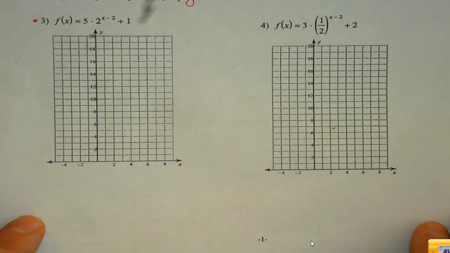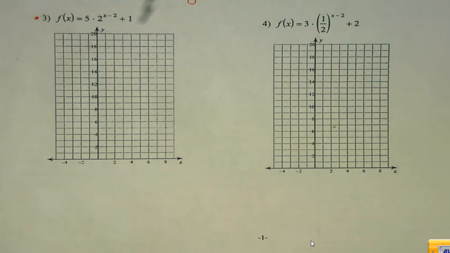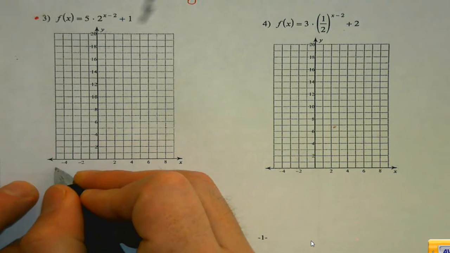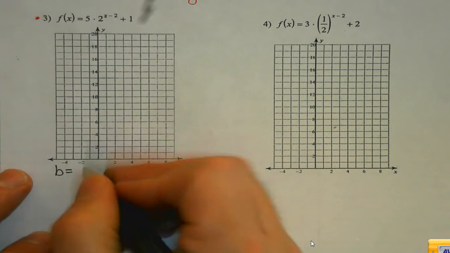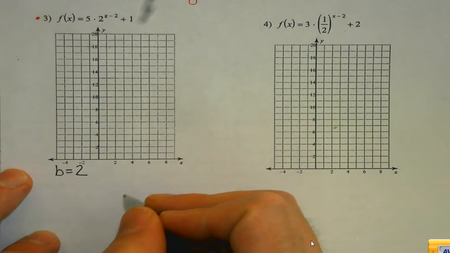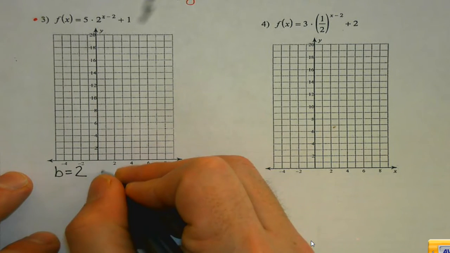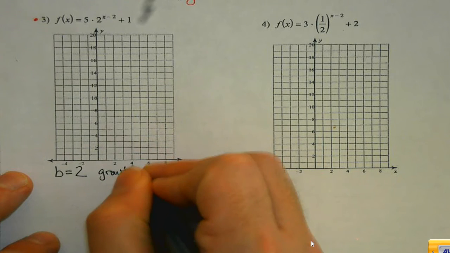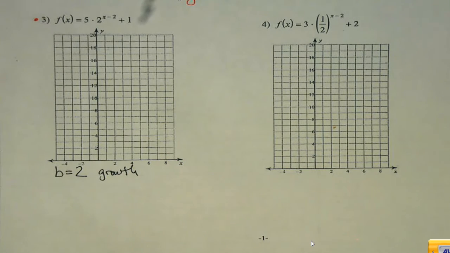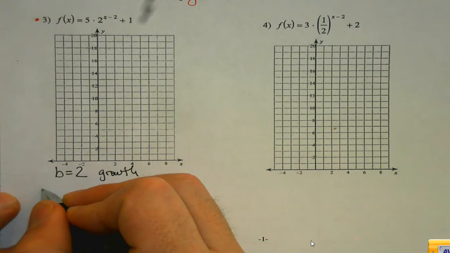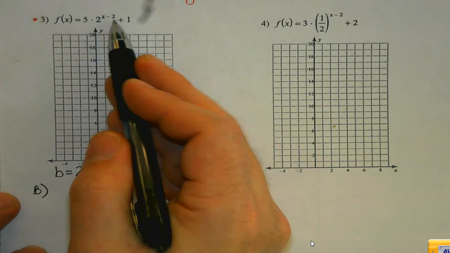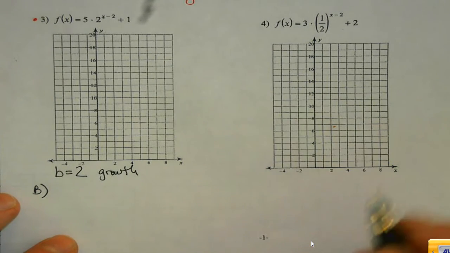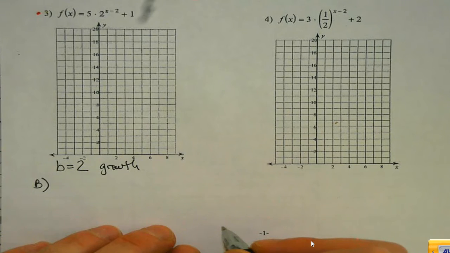So I get down to number 3 and I start looking and I'm like, okay, my b value, again, is the one that has the x exponent going to it, is 2. Well, we just got done up top saying if it's greater than 1, it's typically going to be growth. So that gives me a little idea of what I should be getting into. So let's see here. Name the shifts. Okay. Reminders. And I'm going to put that, where do I want to put that? We'll put it down here at the bottom.